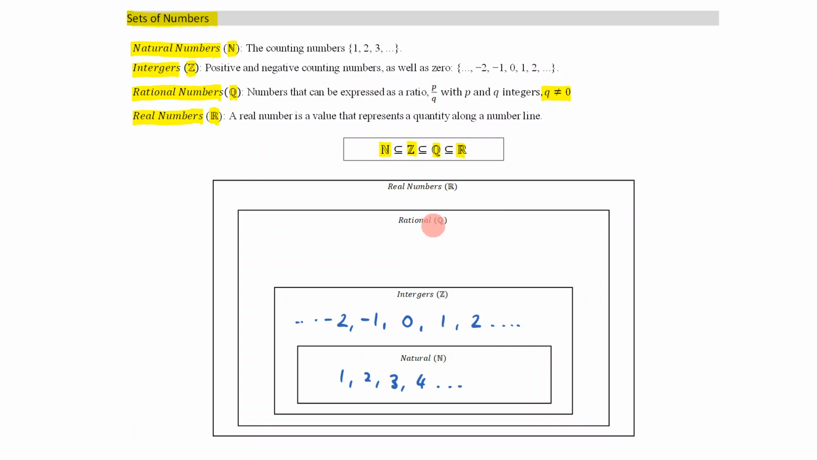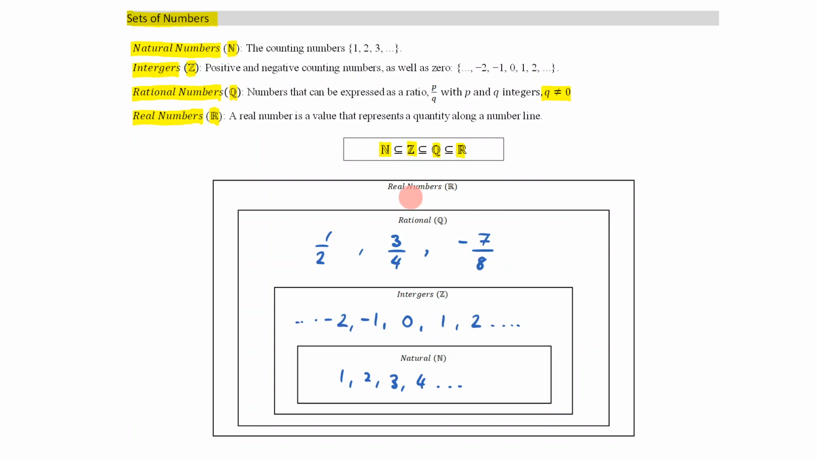Your rational numbers here are numbers that can be expressed as a ratio. So when you think about 1 on 2, or 3 on 4. So can you write it as a fraction? That's going to be a rational number. And of course, these include your negative numbers as well. So you might think of negative 7 on 8.